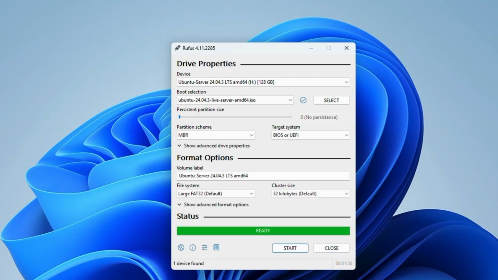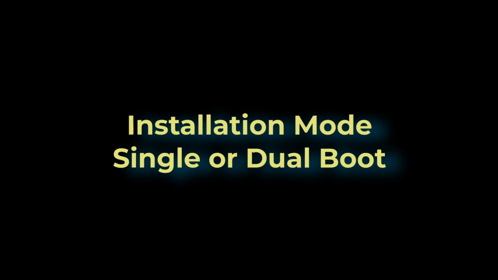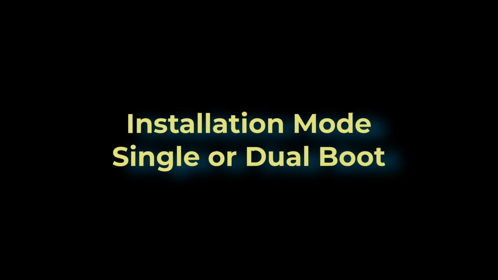Once it is completed, the status will show ready. Now comes the important part. Which mode do you want, single boot or dual boot? Single boot means Ubuntu Server will be the only OS on your machine. In this case, the installer will use the entire hard disk or SSD. You can still create partitions during OS installation if you want.